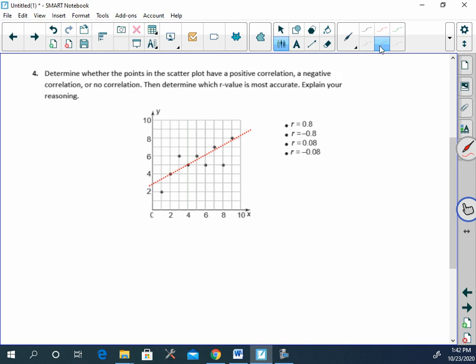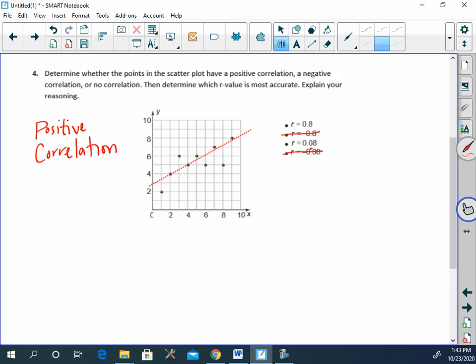But you can see here that this line has a positive slope, meaning it's a positive correlation. So I'm going to cross off the negative ones here. And it says to say whether it has a positive, negative, or no correlation. So there's a positive correlation. Then determine which R value is most accurate.